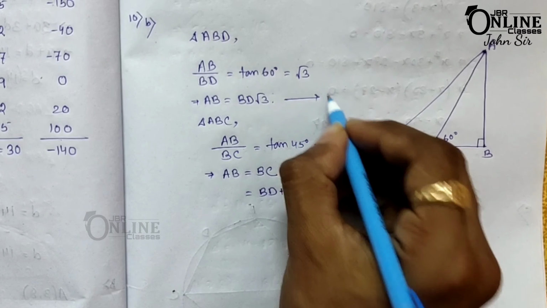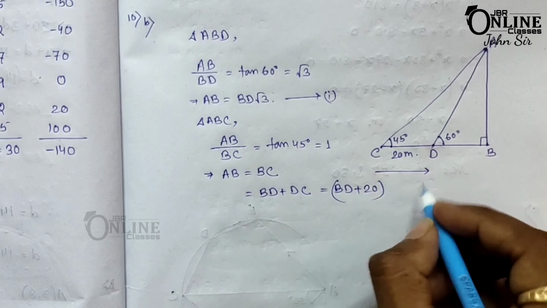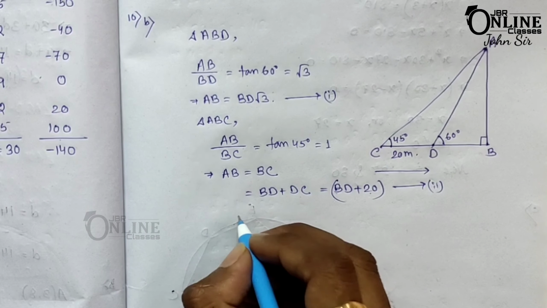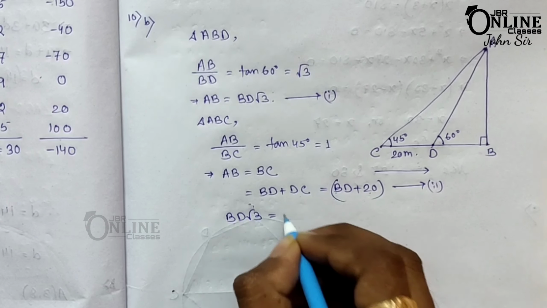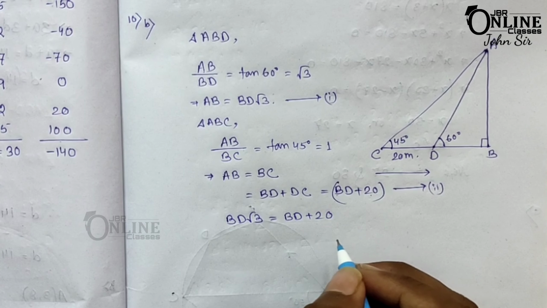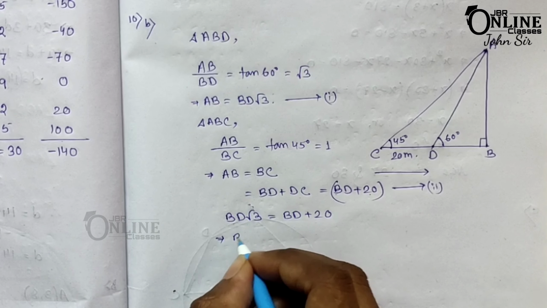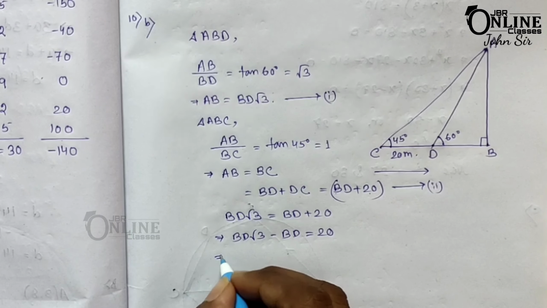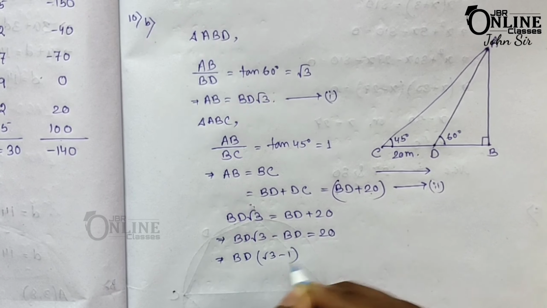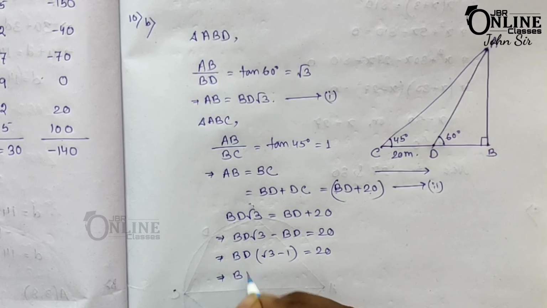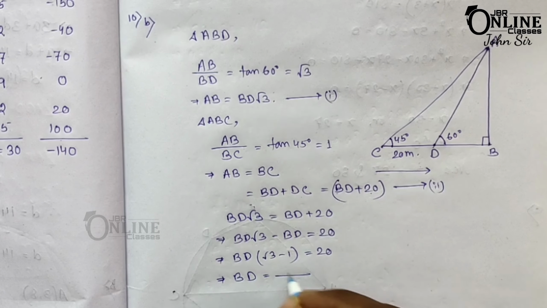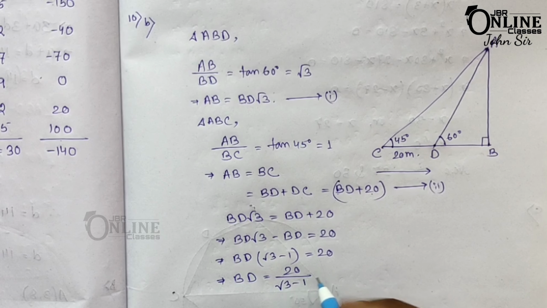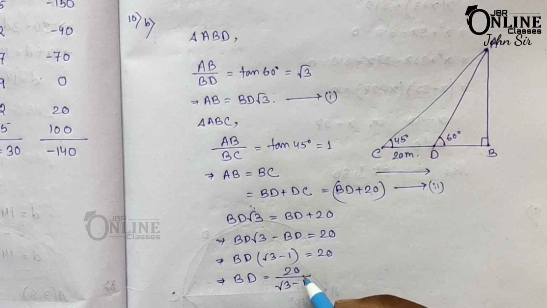Okay, so here the first one, AB equals BD root 3, and in the second one, AB equals BD plus 20. So from 1 and 2 you can easily write BD root 3 equals BD plus 20. Clear? So shift BD from right to left and then BD will be common. So BD times (root 3 minus 1) equals 20. So BD equals 20 by (root 3 minus 1). Okay, BD equals 20 by (root 3 minus 1).